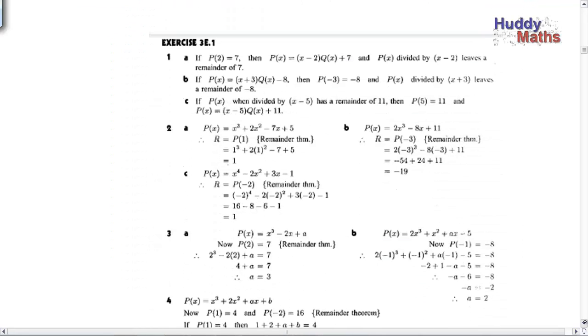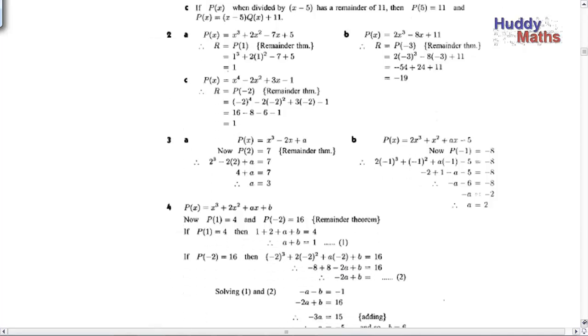Coming down here, question 1, 2 and 3. Study them carefully. And 4 and 5.